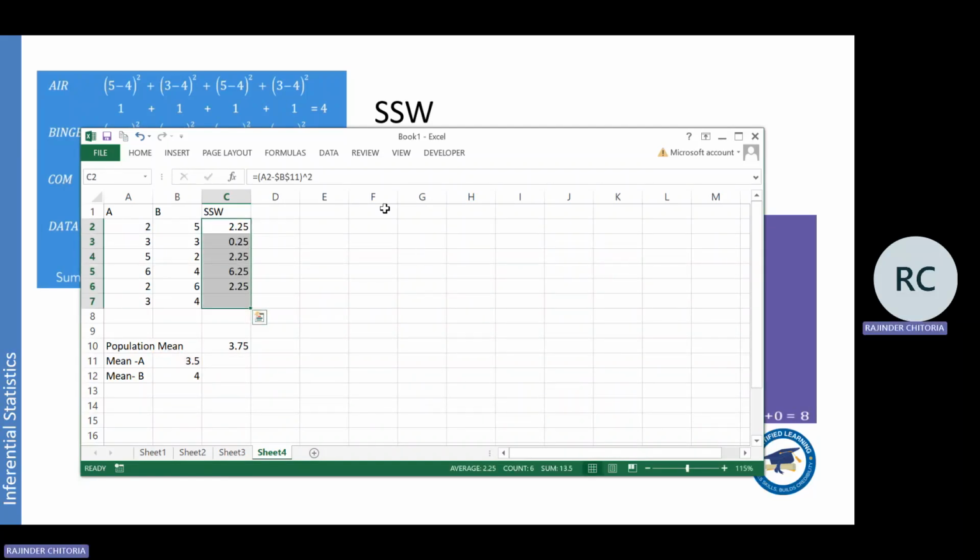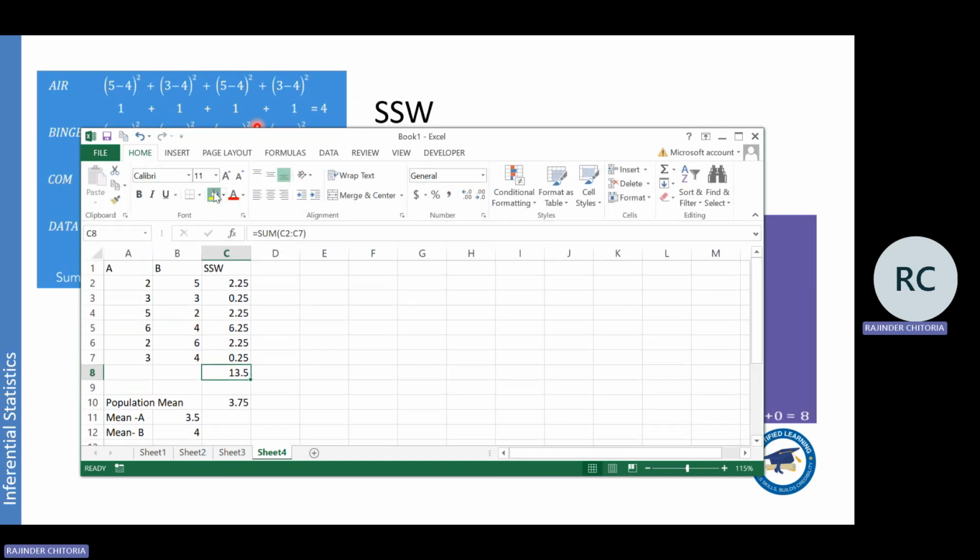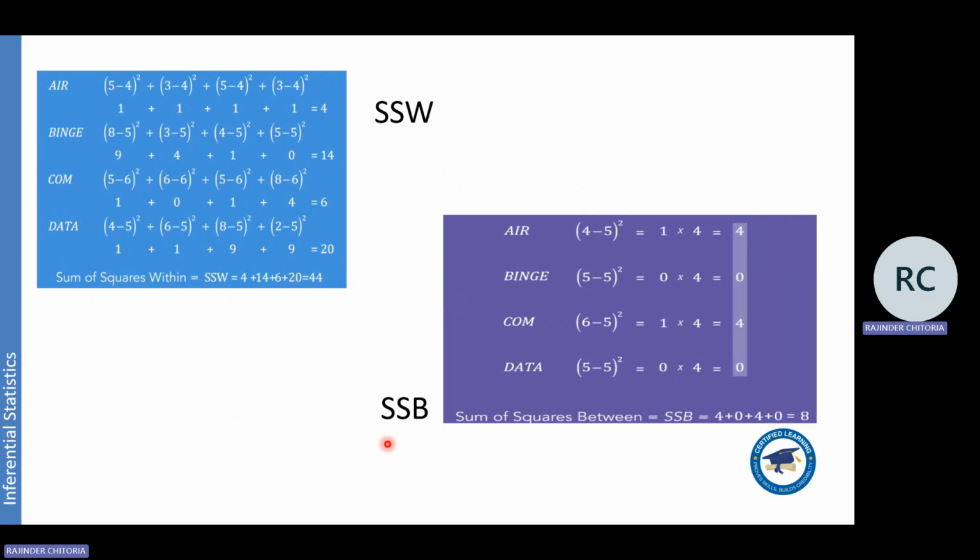Let's run this for all. We're getting the sum at the end. So this is the sum of square within. Let me color this yellow just to differentiate. Then we have another case, sum of square between. We subtract the group mean from the overall mean and multiply by the number of groups available with us.